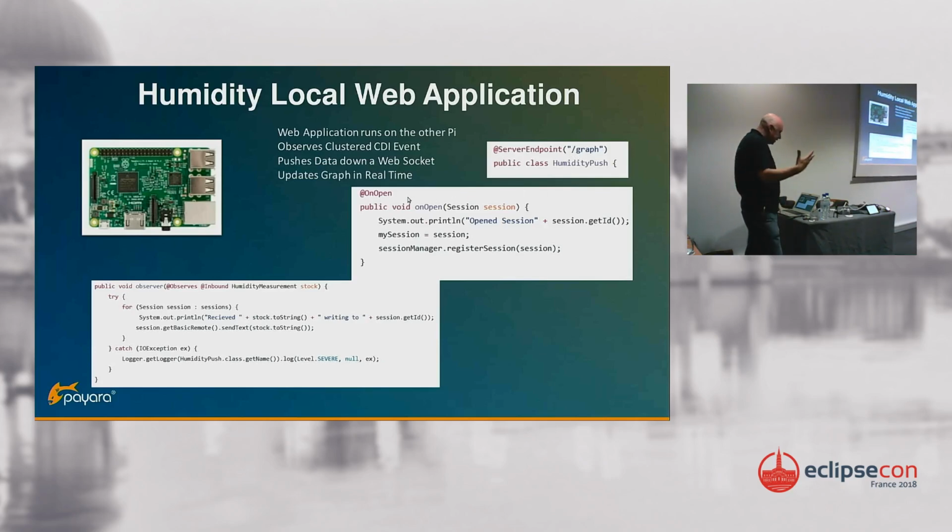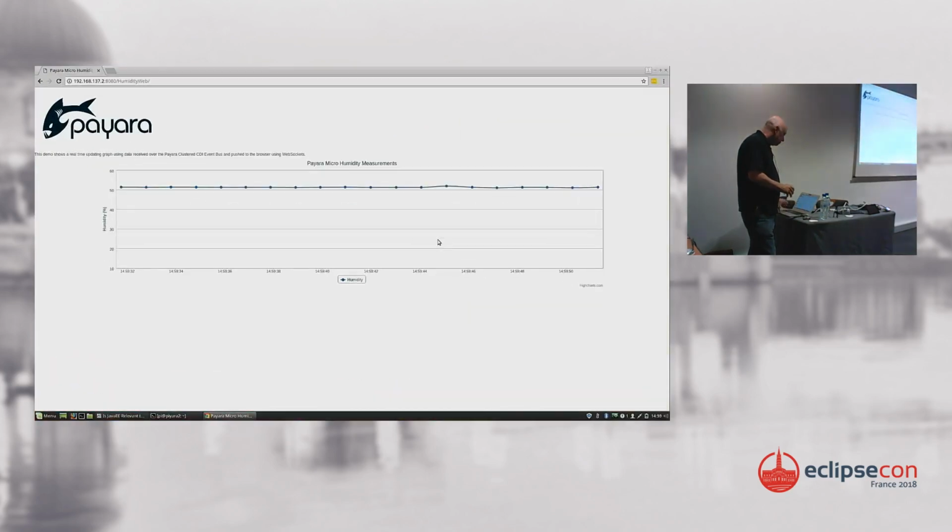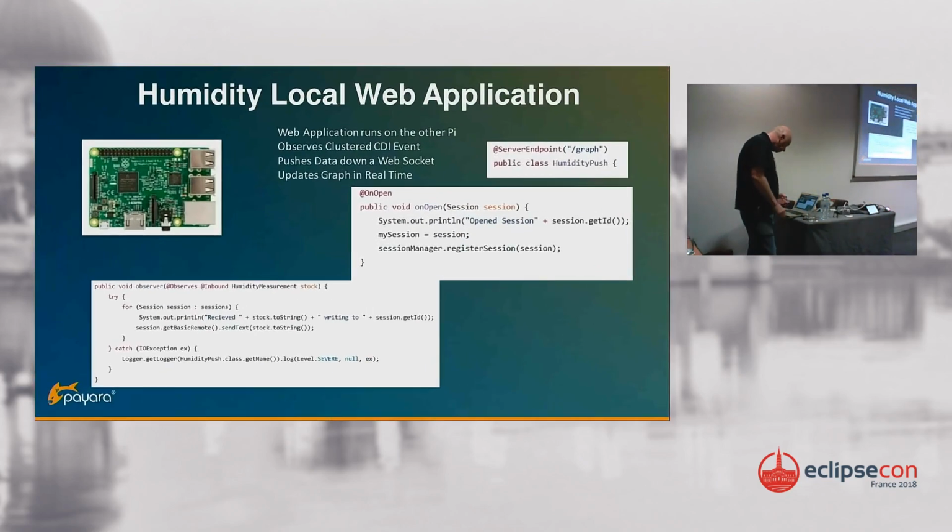When the browser connects to the web application, the onOpen method is initiated, and that's just basically registering that there's a browser on the session. So when we have two of them, then it just keeps track of that. There's two WebSocket connections. And then we have this method here. You can see it.